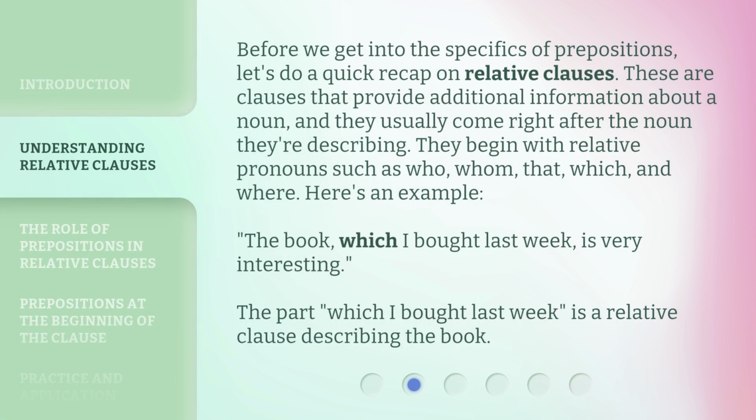Before we get into the specifics of prepositions, let's do a quick recap on relative clauses. These are clauses that provide additional information about a noun, and they usually come right after the noun they're describing. They begin with relative pronouns such as who, whom, that, which, and where. Here's an example. The book, which I bought last week, is very interesting. The part, which I bought last week, is a relative clause describing the book.